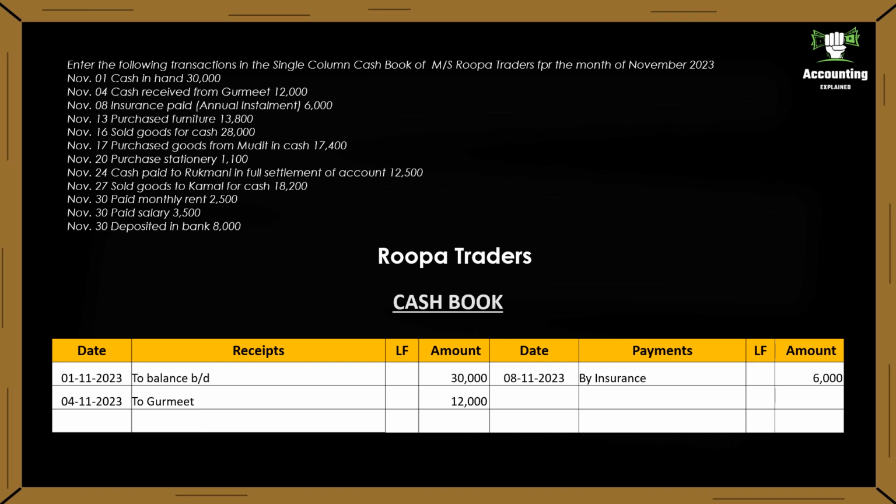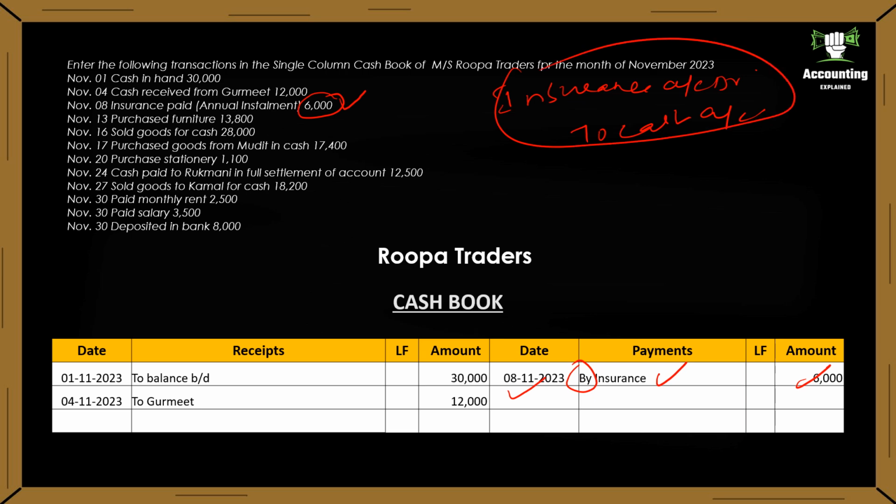Next transaction is on November 8, insurance paid, that is annual installment of rupees 6,000. On November 8 we have paid the insurance. Paid means it should come on the payment side. On 8/11/2023, the payment side starts with 'By'. By insurance 6,000. If you want, I'll give the journal entry. Insurance is an expense, so debit it: insurance account debit to cash. This is the journal entry for payment of insurance.